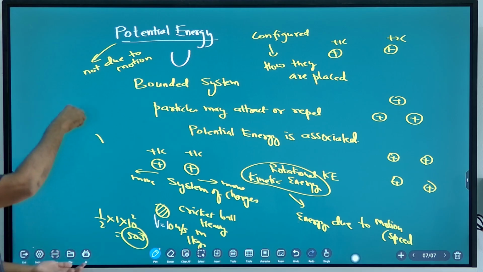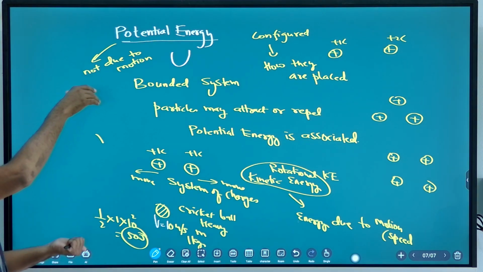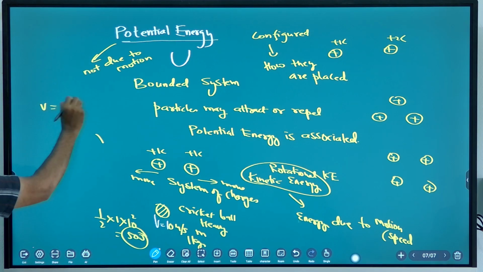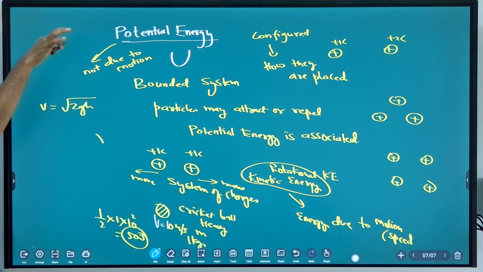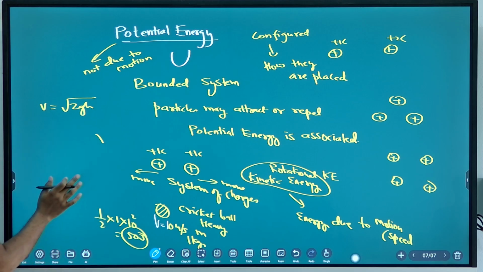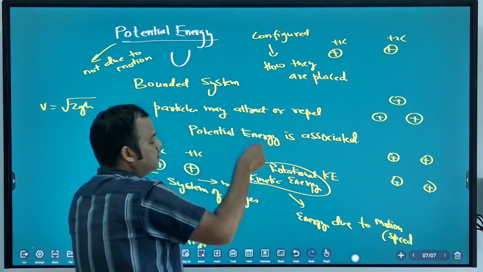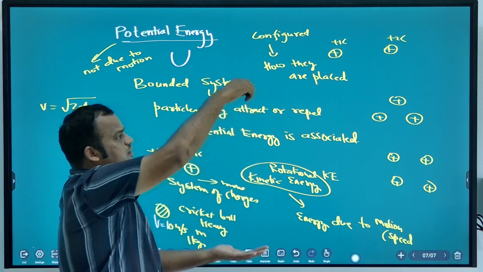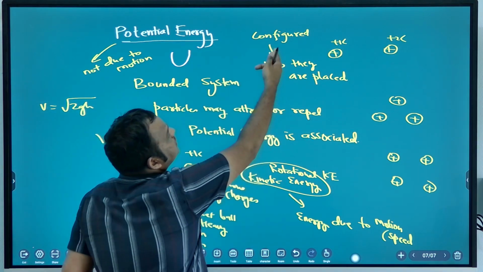See, if it is released from more height, then speed is more. What is the formula for speed? Root 2gh. If I release it from a very large height, I will catch it, so speed will be more. Correct or not? So the configuration is different. If you place it at less height, the configuration is different. If you place it at more height, the configuration is different.